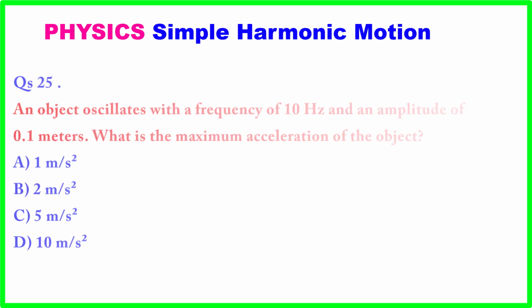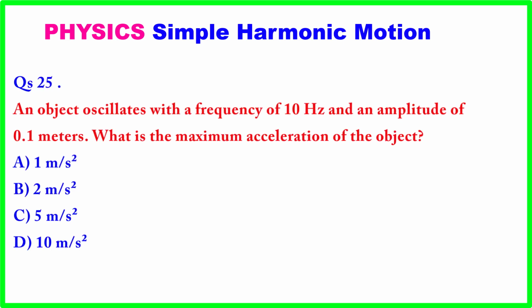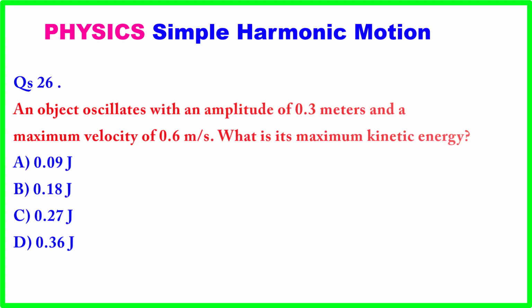An object oscillates with a frequency of 10 Hz and an amplitude of 0.1 meter. What is the maximum acceleration of the object? 10 meter per second square. An object oscillates with an amplitude of 0.3 meters and a maximum velocity of 0.6 meter per second. What is its maximum kinetic energy? 0.18 joule.